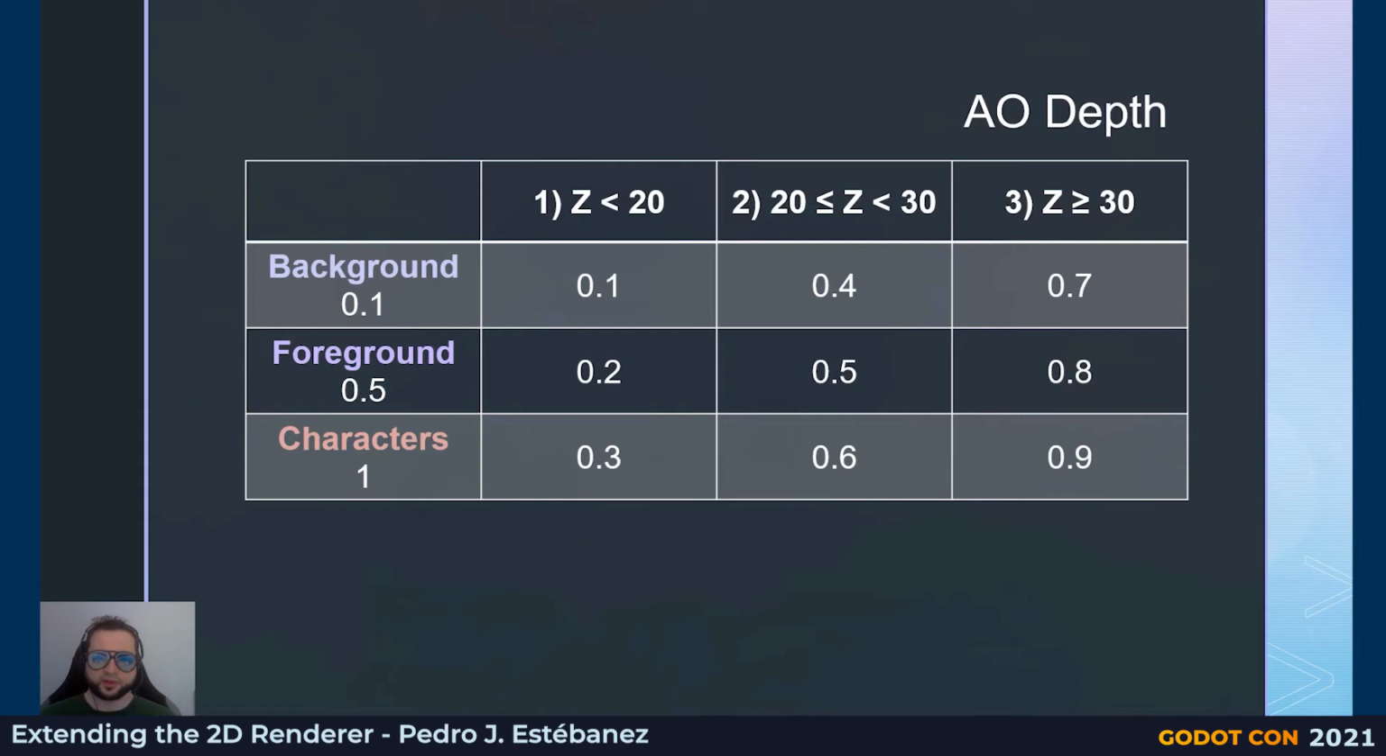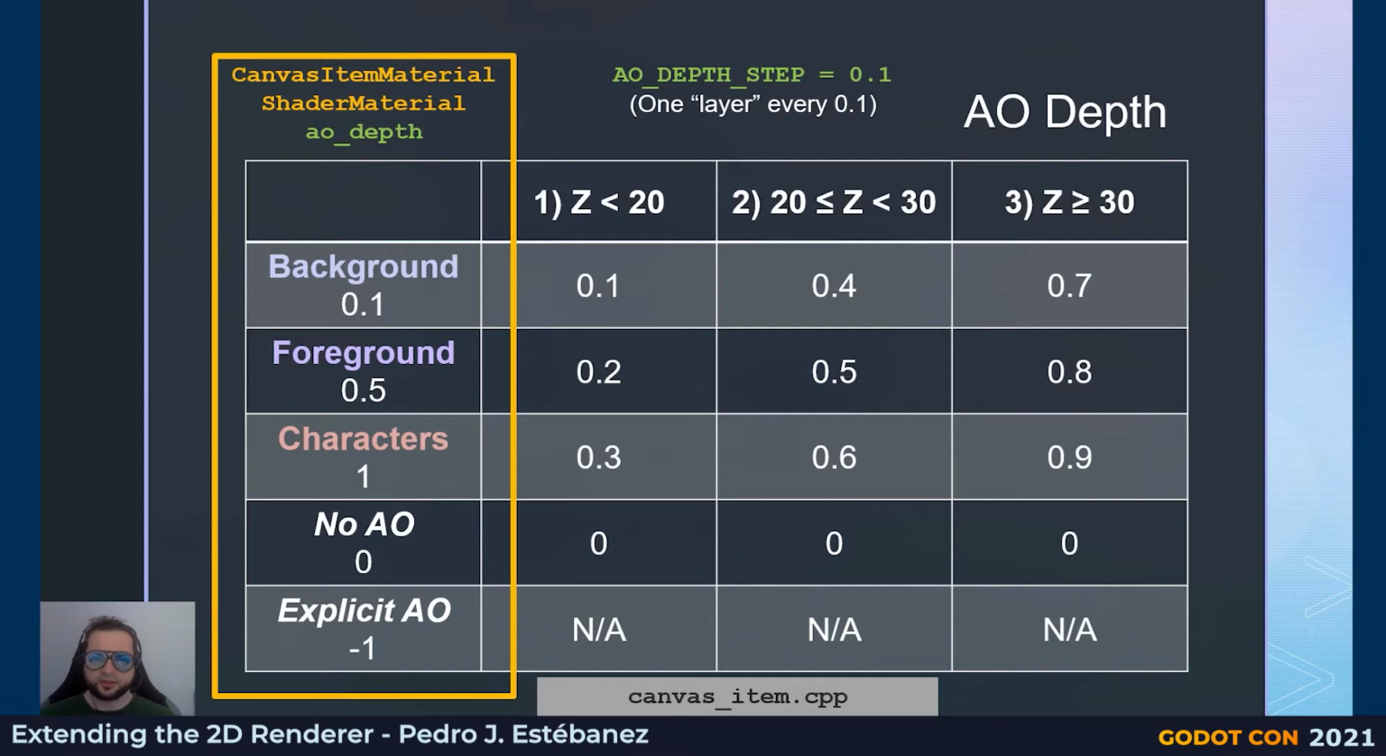There are also two special values. No AO, which is zero, will mean that item won't cast any shadow whatsoever. And there's also the explicit AO, which is actually any number below zero, which means something different. We'll see it later.